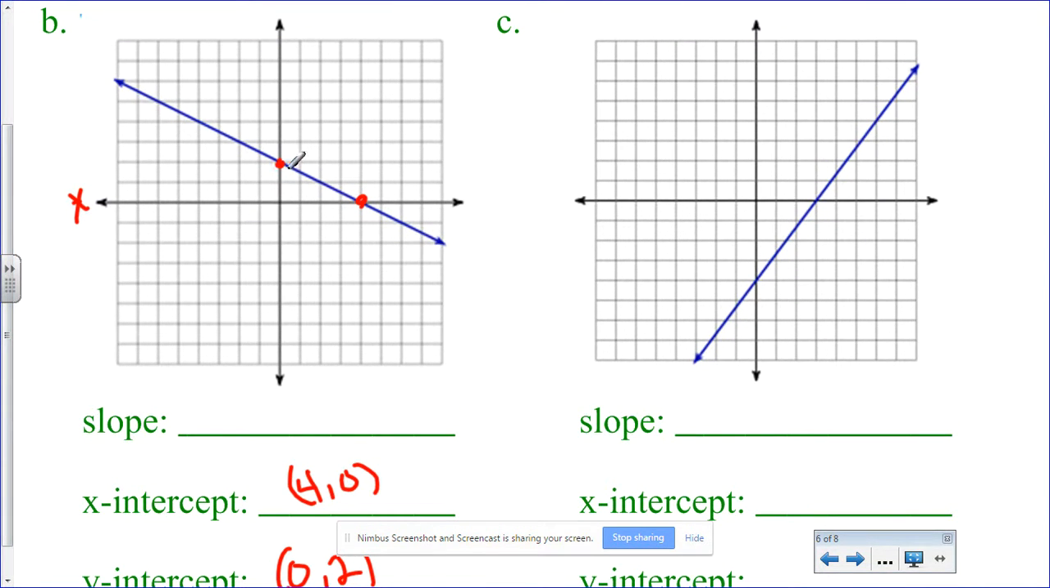I'm going to use those 2 points to find my slope. I'm going to draw my triangle in. Notice this time I had to go down. To show that we're going down, our slope is going to be negative. So we went down 2, 1, 2, and then over 1, 2, 3, 4. So my slope is negative 2 over 4, which reduces to negative 1/2.